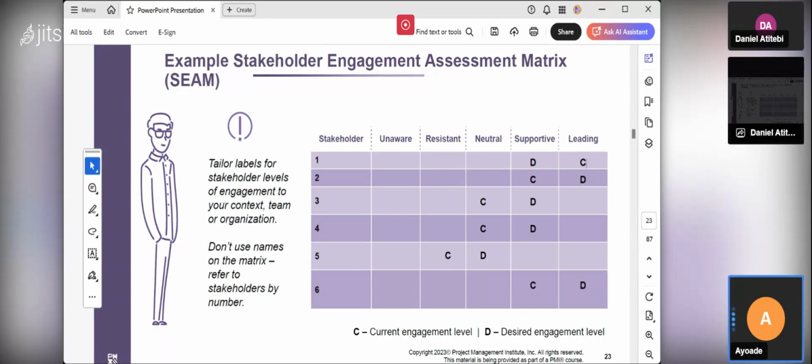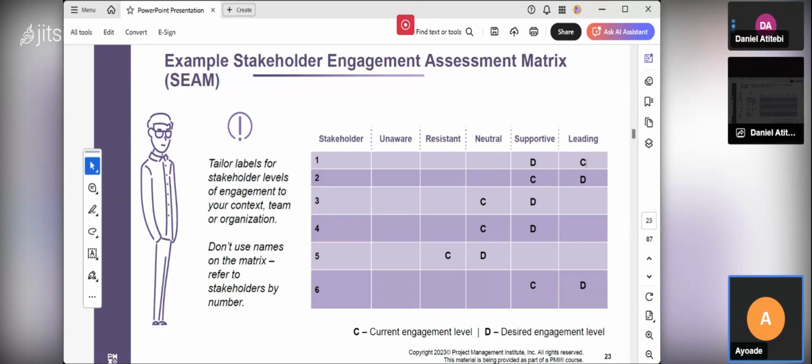Now I have one question. Is it possible for your desired engagement level to be unaware? Because I think that's the question I wanted to ask. You see that one, you don't feel anything there. So the question then is, why do we have it? Just for record purposes.